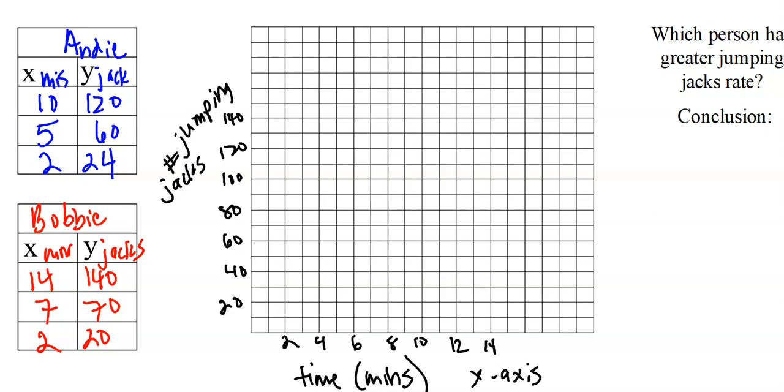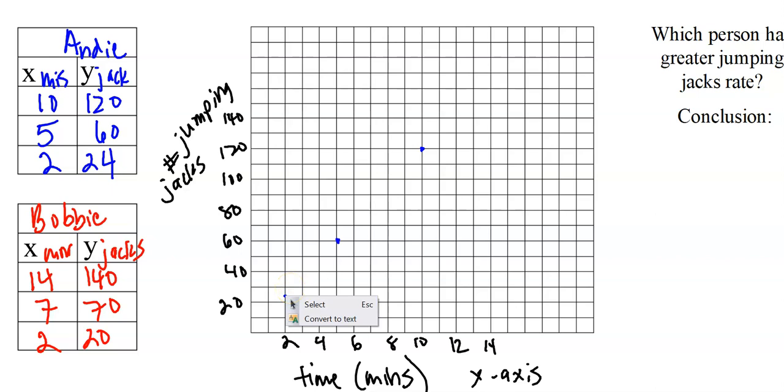I can start graphing Andy's. So I remember I made my X the time. So after 10 minutes, Andy is at 120. So there's my 10 and my 120. There's my first blue dot. And then I'm going to go to 5 and 60. And 5 is right in between 4 and 6. There's 5 and 60. And then 2 and 24. This one's a little bit harder because there's 20, 30 is right there. I don't know if I'm going to do a very good job on that one, but I think that's about where it is.